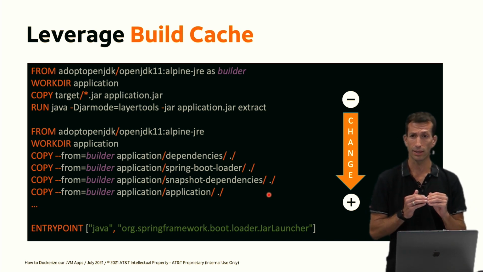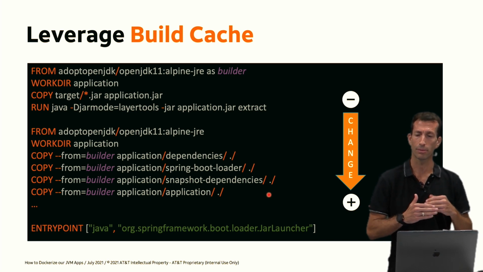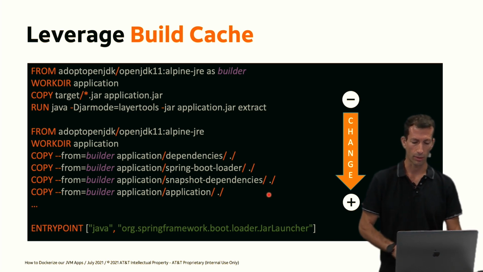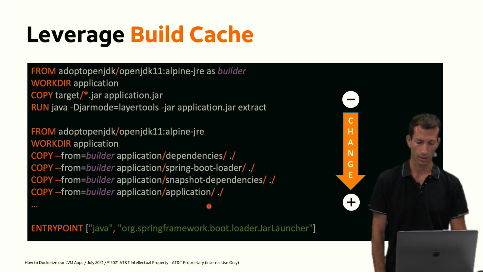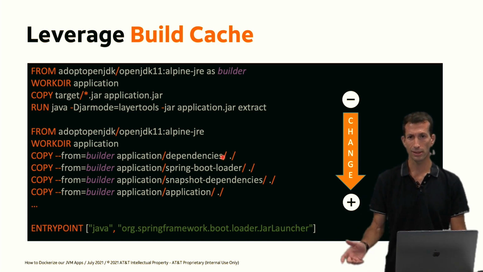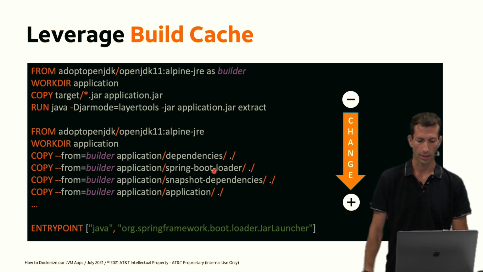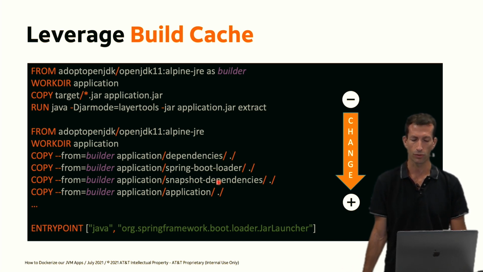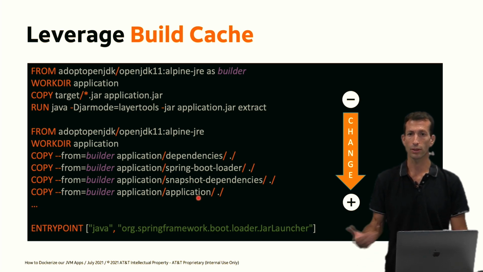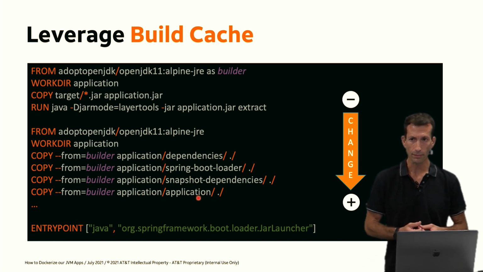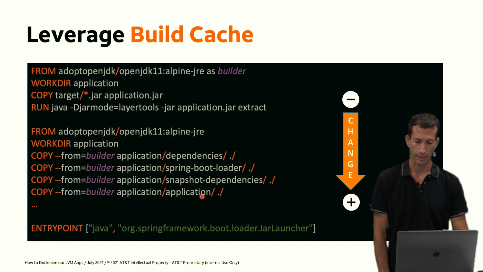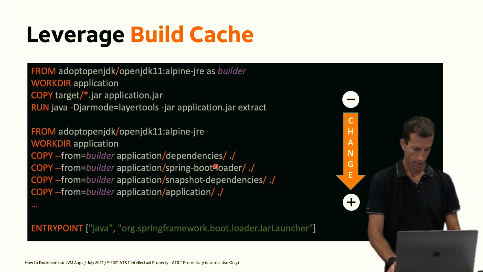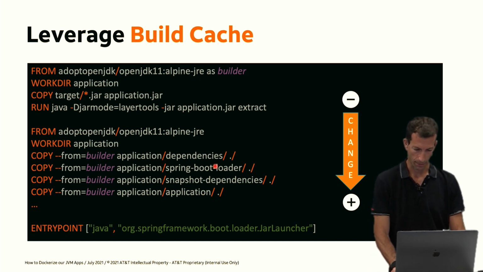So we're interested in getting the cache to be invalidated as late as possible. This is why we order the layers this way, because the dependencies don't change that much. Definitely not the Spring Boot loader. Snapshot dependencies, yeah, they definitely change more often. And the application code, our code, changes very often. So that's why it's last. Okay? Let's see this in action.